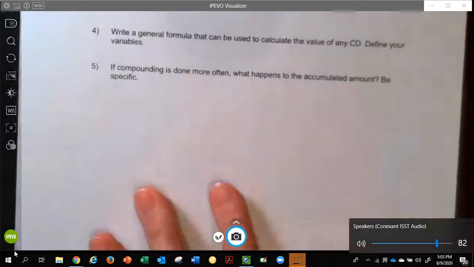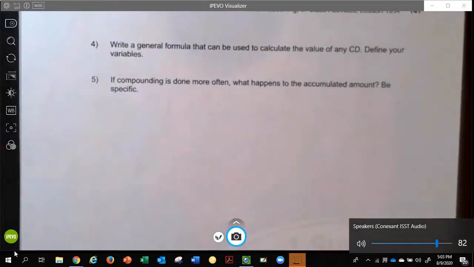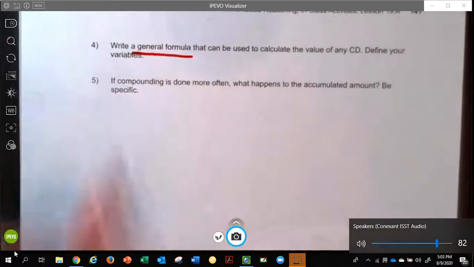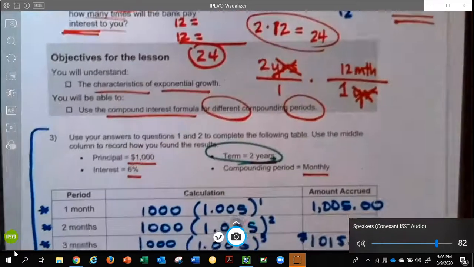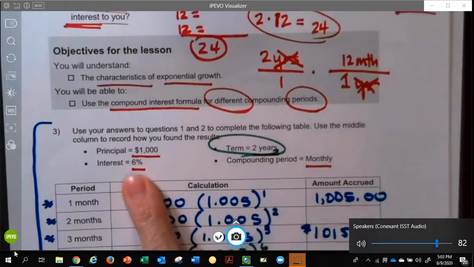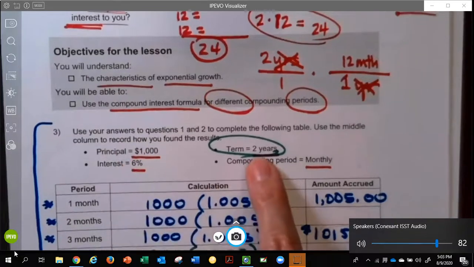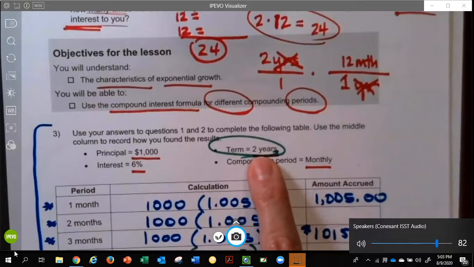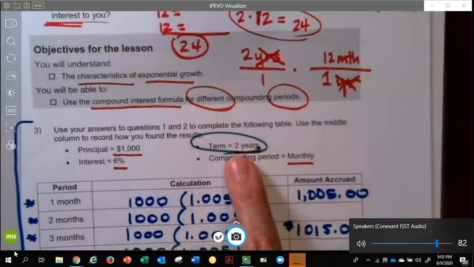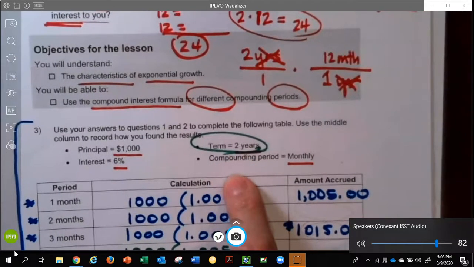So glad you asked. Going on to your next in-class student page, number 4 says, write a general formula. Because when we go into a bank, the percentage is not going to be 6. It's probably going to be lower than that. And you may not want to put in 1,000. You may want to put in $500. You may want to put in $50,000. These variables are going to change. You may not want to leave it in there for 2 years. You may want to leave it in there for 8 years until your child gets to college age.